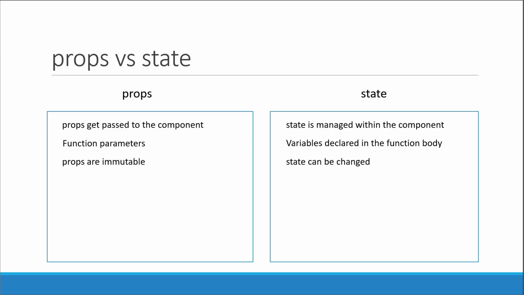State, on the other hand, is managed within the component, and hence the component has full control to change the state. Now props are accessed using the props parameter on the function component. However, state is managed a little differently. The simplest way to manage state is using a function that the React library provides, which is the useState function, also referred to as useState hook. Let's look at an example of how state works in a component.